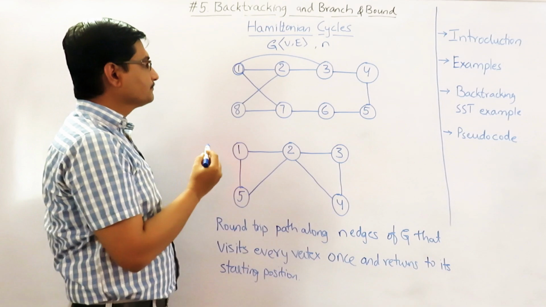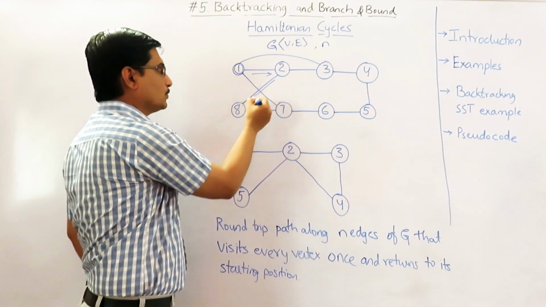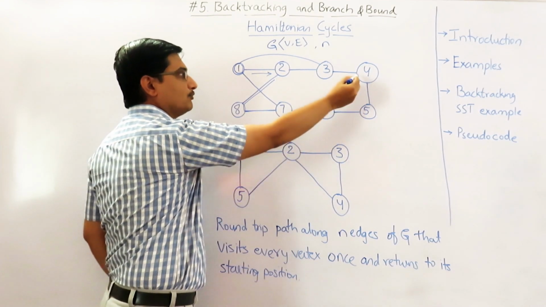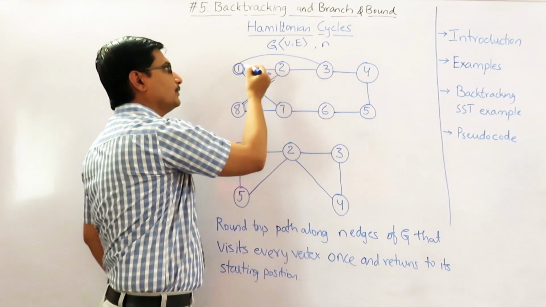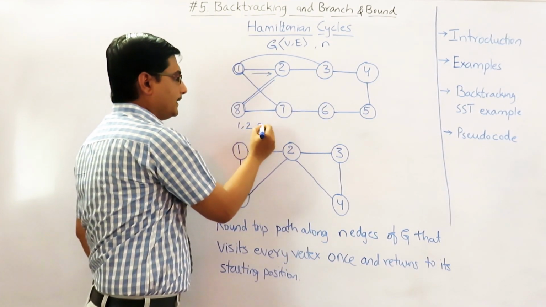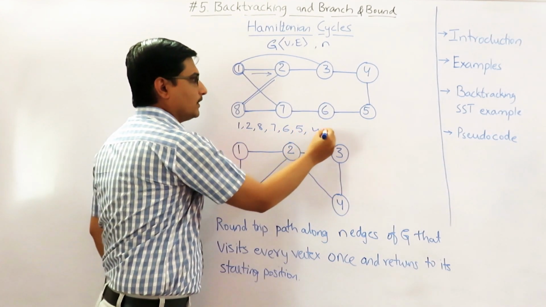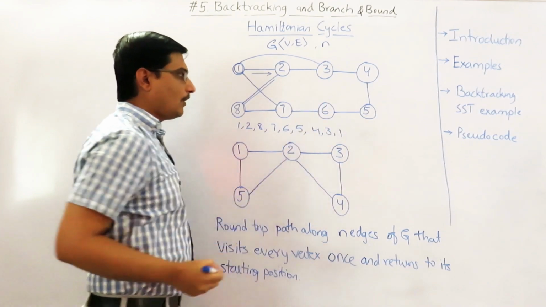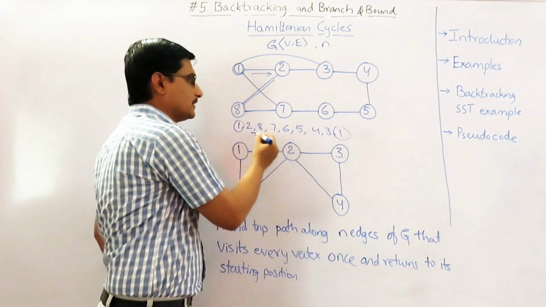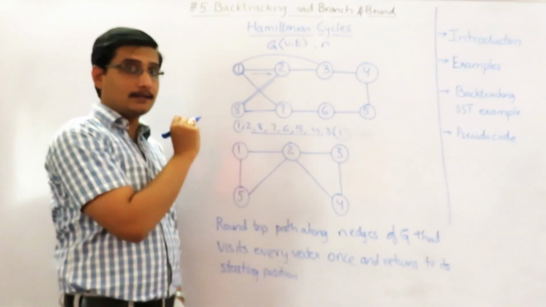Say 1 to 2, 2 to 8, 8 to 7, 7 to 6, 6 to 5, 5 to 4, 4 to 3, 3 to 1. So 1 to 2, 2 to 8, 7, 6, 5, 4, 3, 1. All the vertices except the initial and the last one, we have listed exactly once. So this is one Hamiltonian cycle.